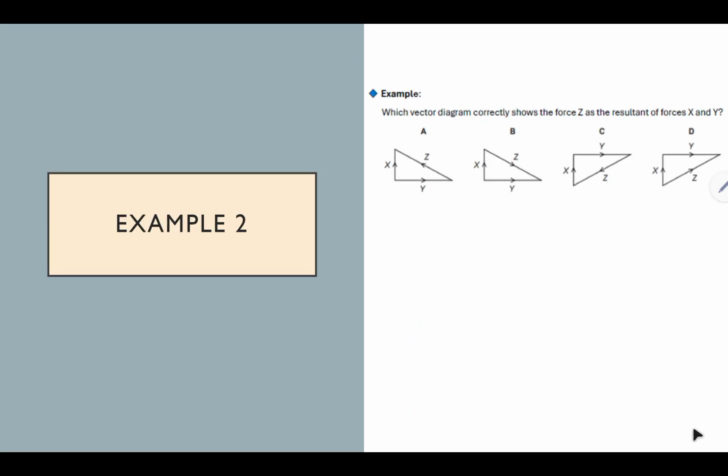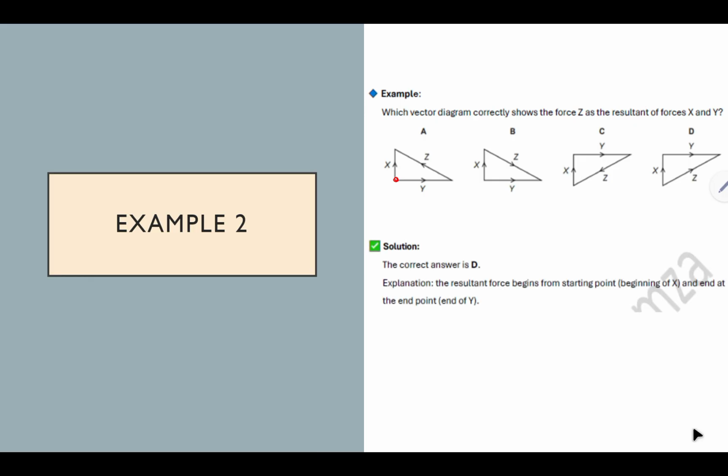Here's another example. Which vector diagram correctly shows the force Z as the resultant of forces X and Y? Now remember, we have to start from the starting point. So if I started at X, can I have X and Y both going out from the same point? No. Okay, so A and B are going to be incorrect. And C started from X, went on to Y, but Z shows the direction going back. No, the resultant force always starts from the starting point. So my correct answer, as you can see, is D. We started with X, moving on to Y, and the resultant goes from the starting to the ending point. That's how we put the resultant force.